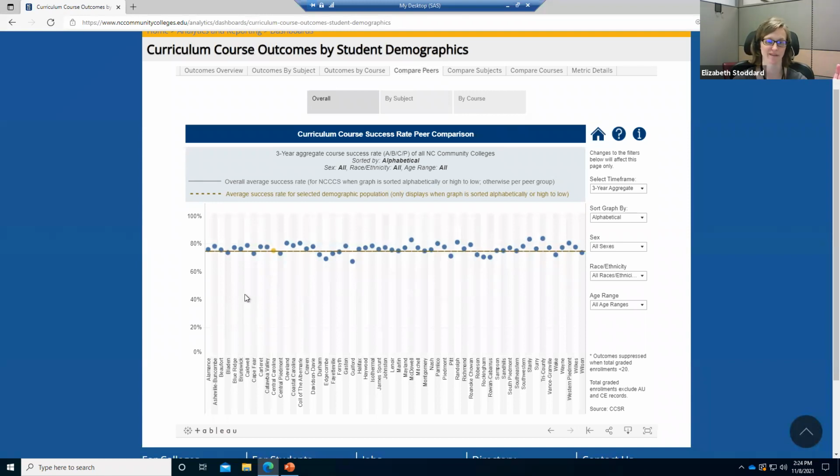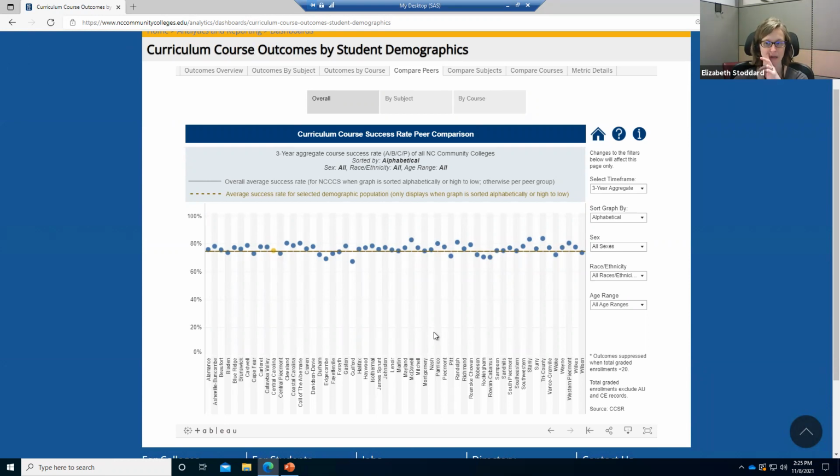But what we're seeing here is the overall college success rate for all NC community colleges for a 3-year aggregate. We can choose a specific reporting year in this filter if we want to, or we can look at the 3-year aggregate. And the yellow circle here, that's Central Carolina. That's the college that I selected at the beginning of the dashboard. So that just shows you where your selected college is.